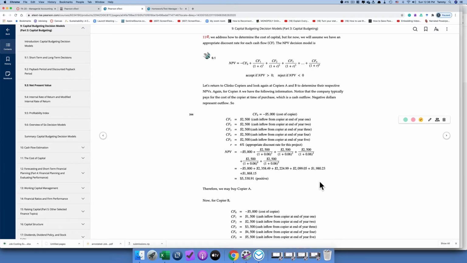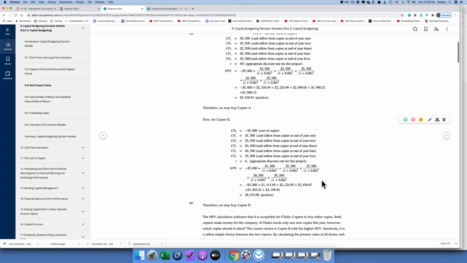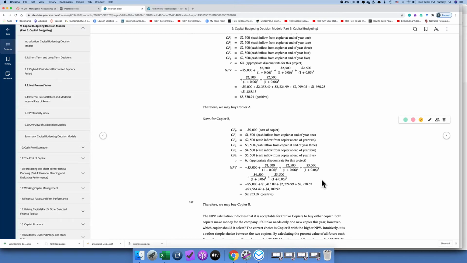Okay. And then if you look at the cash flows from that copier B, right? Because our cash flows were much greater in outlying years, we do discount this $5,500 cash flow by 5 years, but even so, we wind up with a net present value of $9,200.